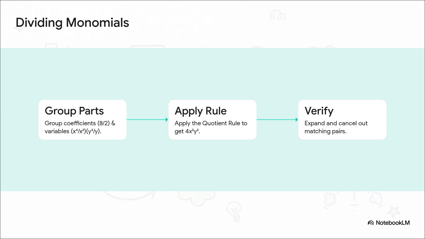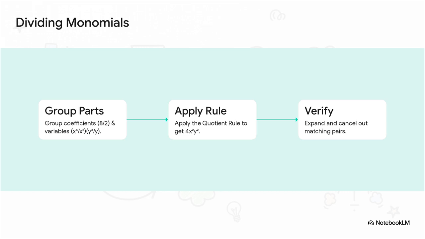It's a very similar process for division. We divide the coefficients first. 8 divided by 2 gives us 4. Next, we apply our quotient rule to our grouped variables. For the x variables, 4 minus 2 leaves us with x squared. And for the y variables, 3 minus that invisible 1 leaves us with y squared.